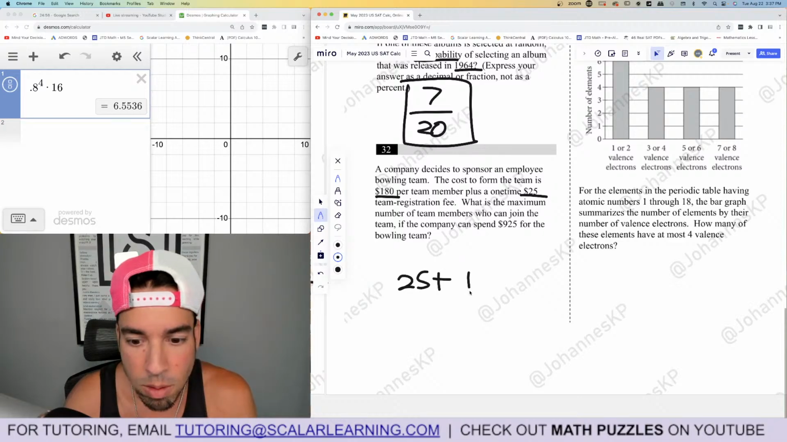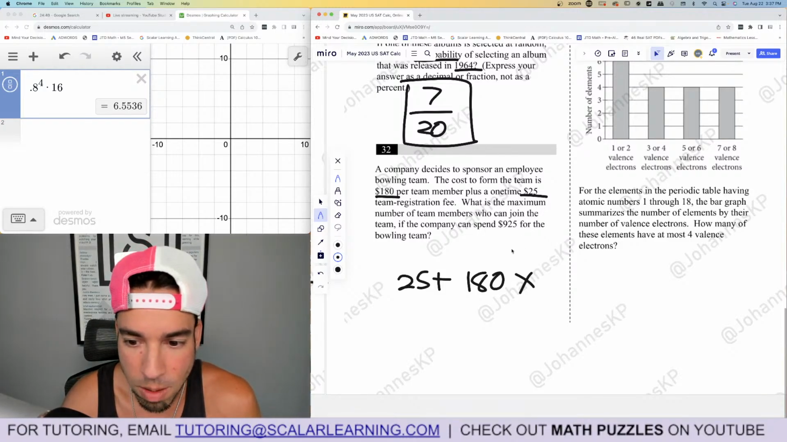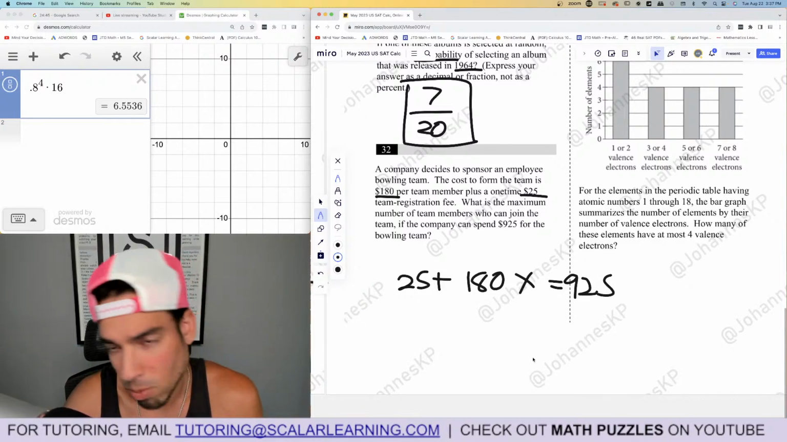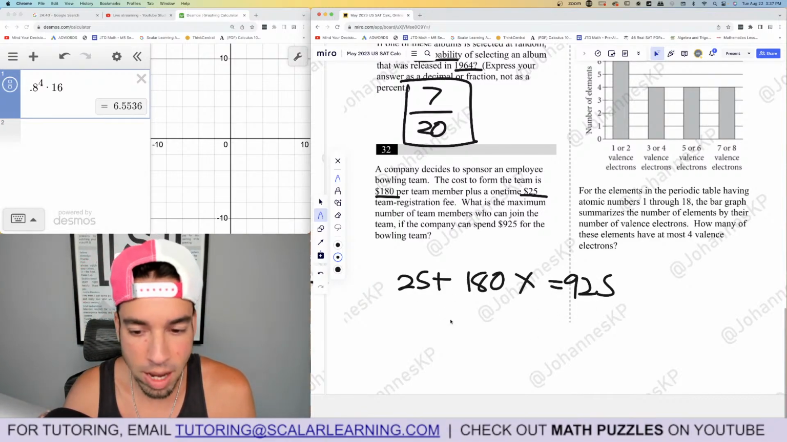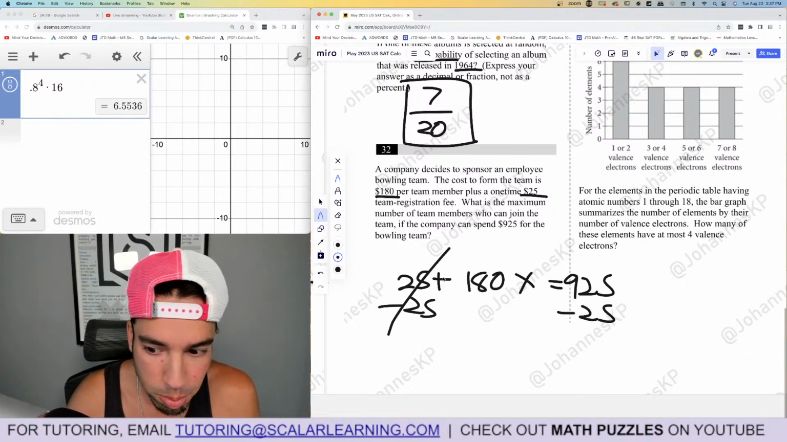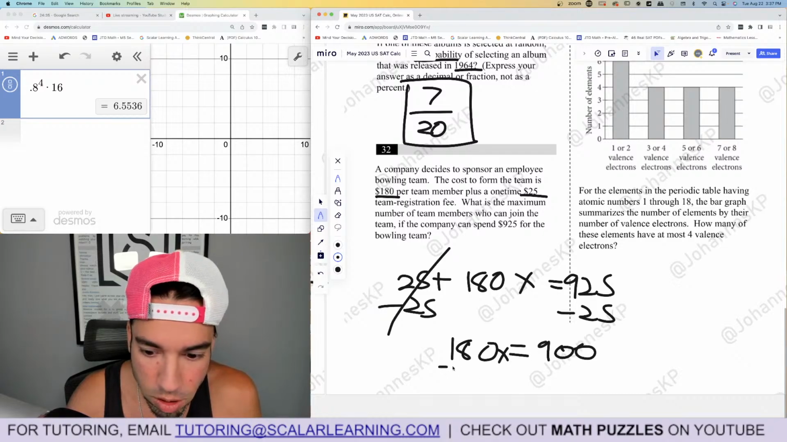So $25 plus $180 per team member, if x is the number of team members. What is the maximum number of team members that can join if the company can spend $925 for the entire bowling team? Look at that, built-in equation as I read it. Now let's solve for x, because x is the number of people. 180x equals 900, divided by 180.